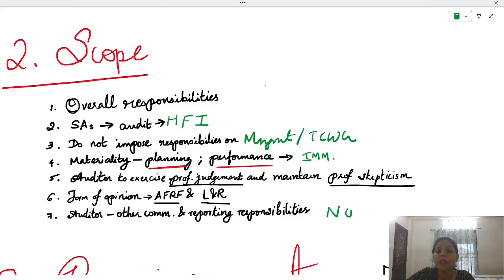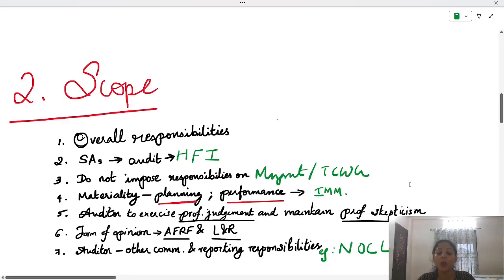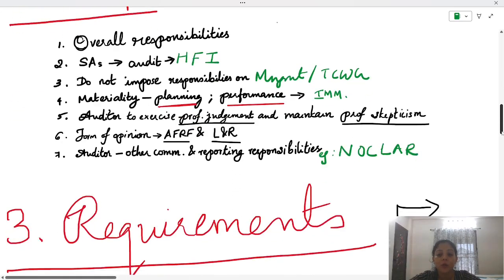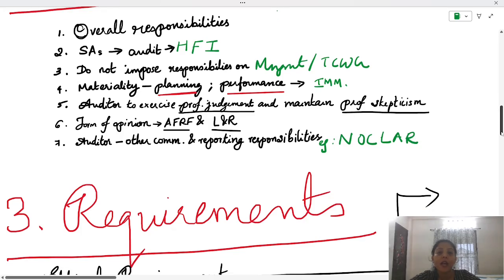Say for example, NOCLA. NOCLA means non-compliances of laws and regulations, which means that the auditor shall respond appropriately for any non-compliances which are very material. There is a particular threshold as per NOCLA, and if such things happen, you as an auditor have to respond appropriately. This is one such reporting responsibility, because not only as per the standards on auditing the auditor has to respond, there are other requirements or responsibilities imposed on the auditor apart from standards. So one such example is NOCLA.